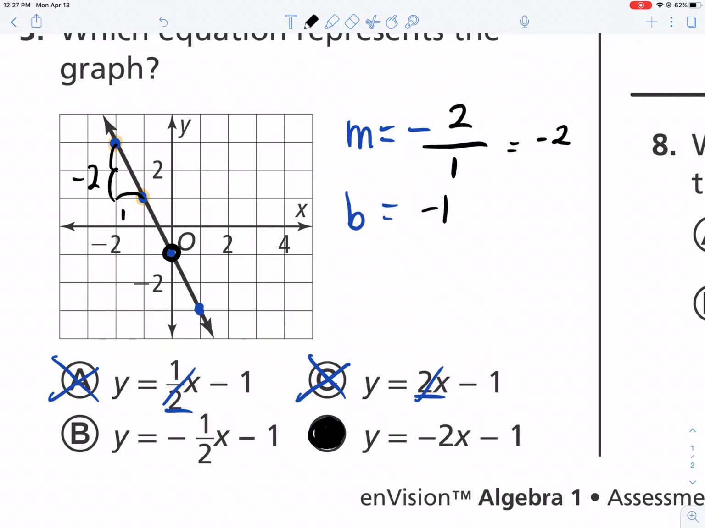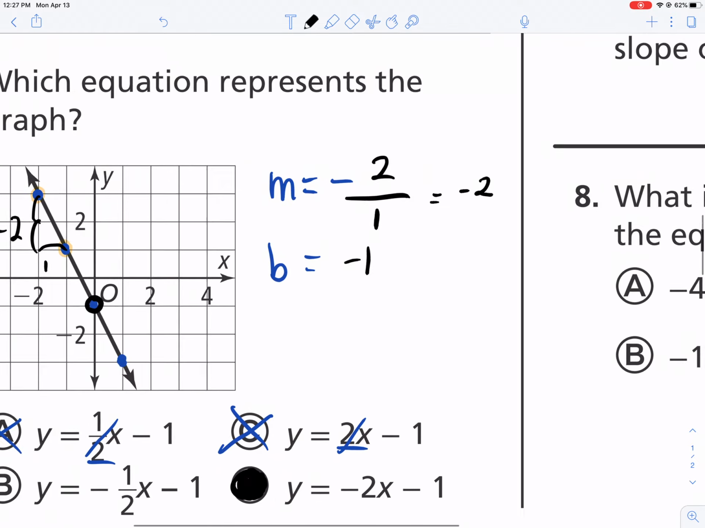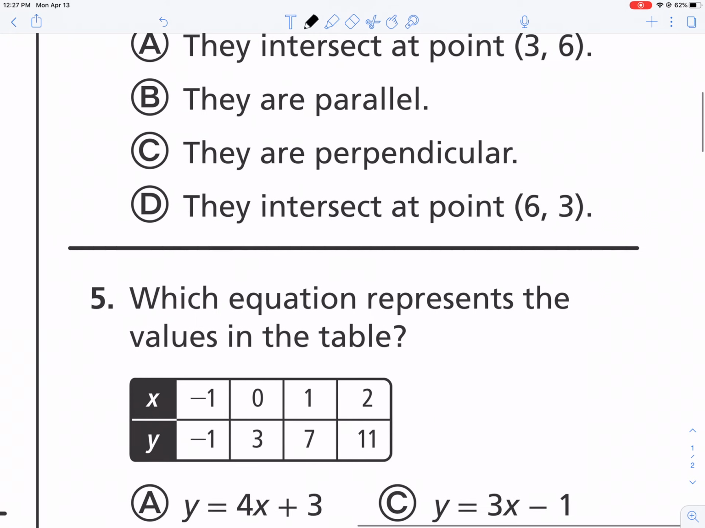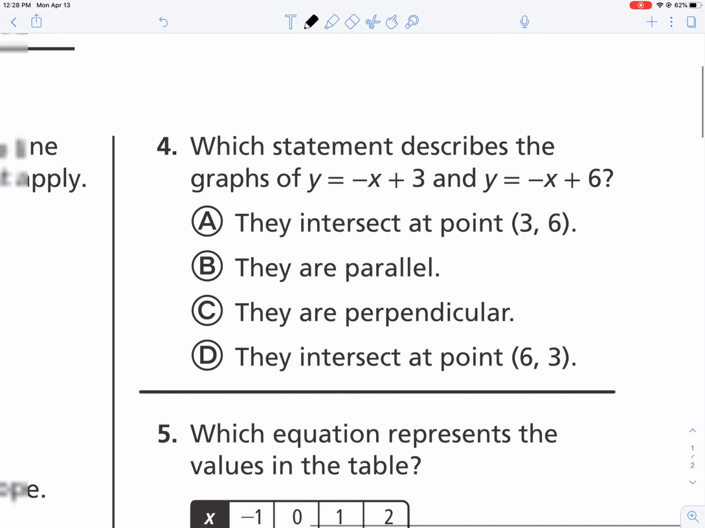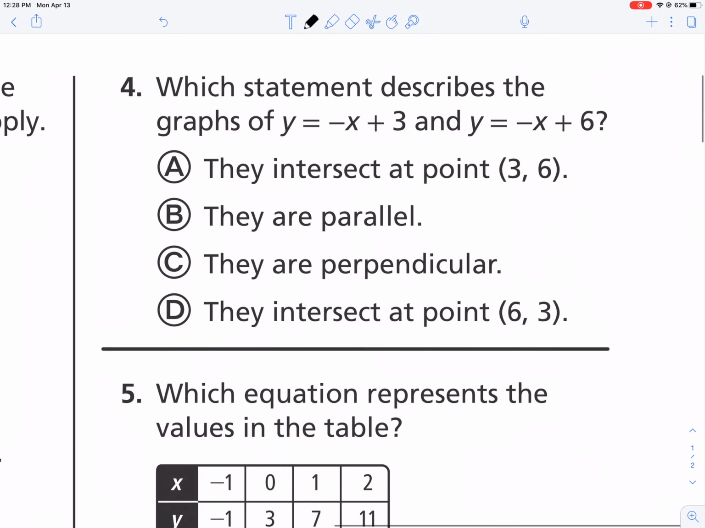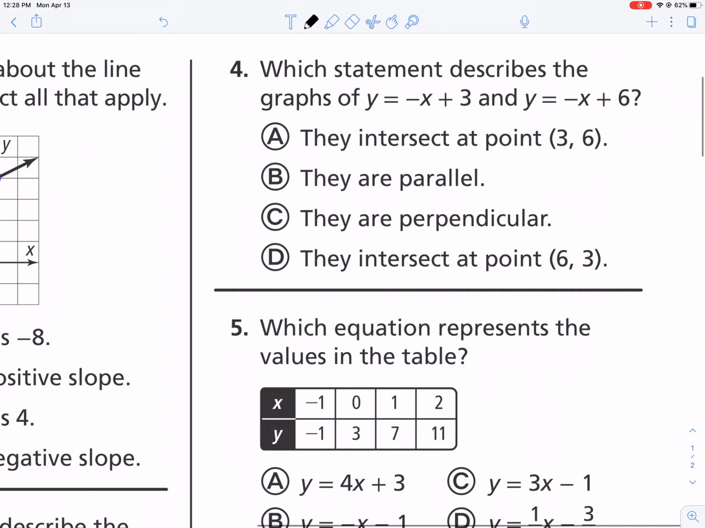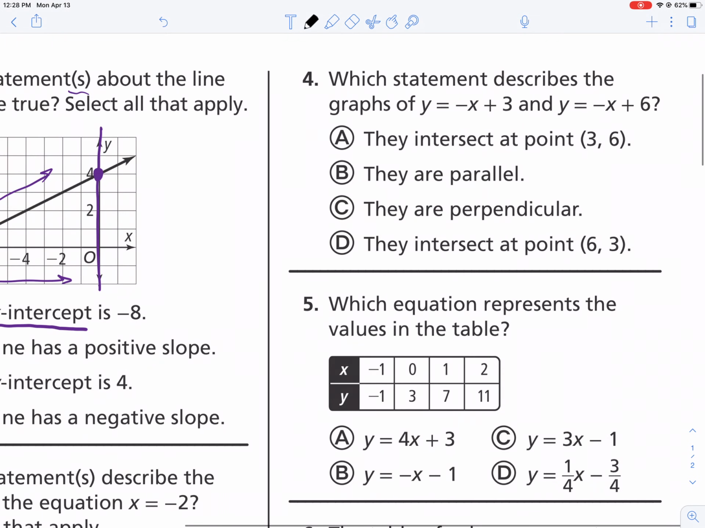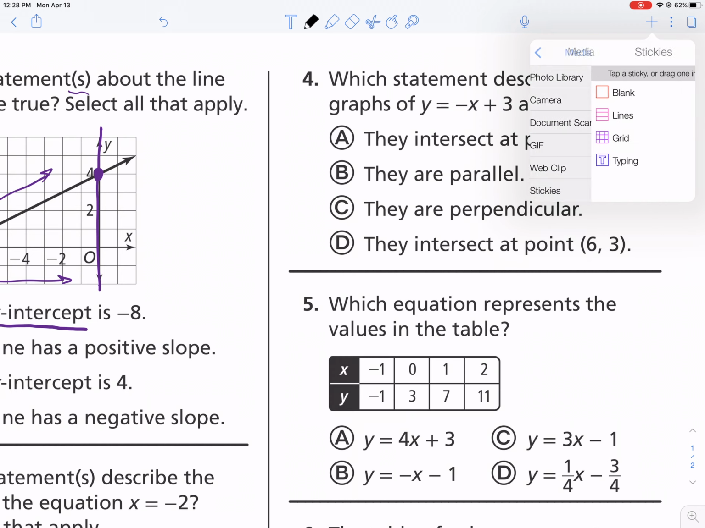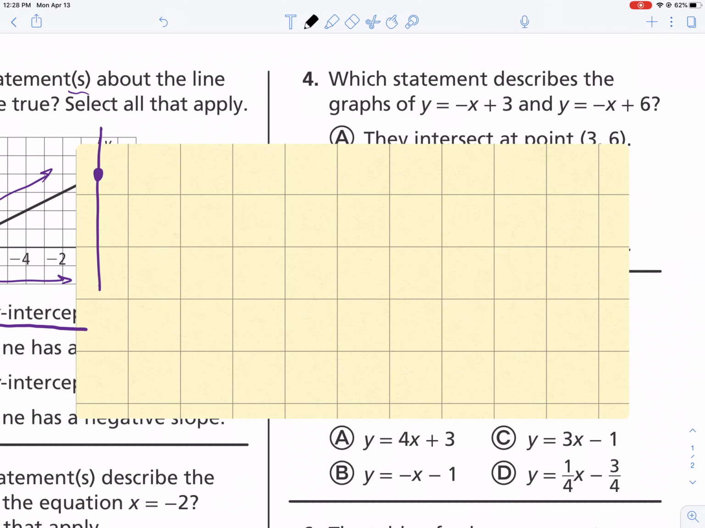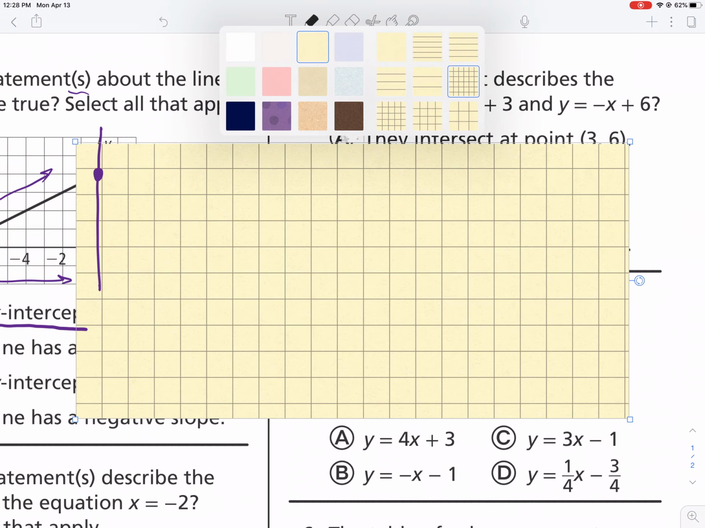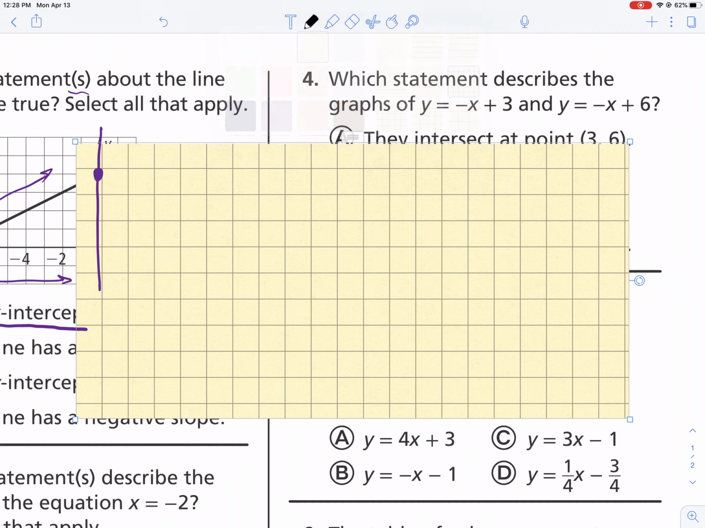Okay, we're going to jump up to number 4. Hopefully it's not too zoomed in for you. So number 4, it says, which statement describes the graph of y equals -x plus 3 and y equals -x plus 6? I'm going to zoom out a little bit so that I can use a sticky note to help us graph it. So if you like to graph it, you can graph it, and some of you might be able to see it without the graph.